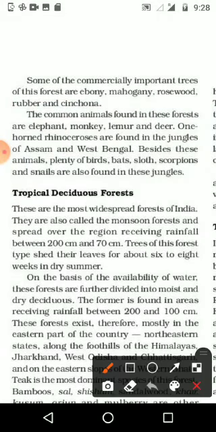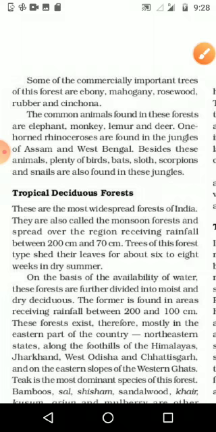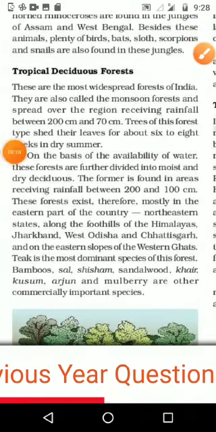So a question may be asked like this: which animals are common in the evergreen forest, in which forest can we see the one-horned rhinoceros, and other than these animals, what other insects and fauna are available in this evergreen forest. Questions like that may be asked.